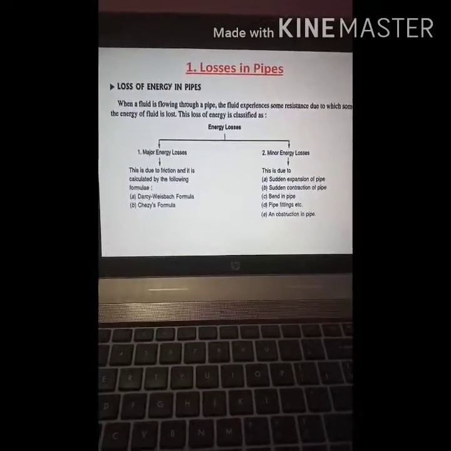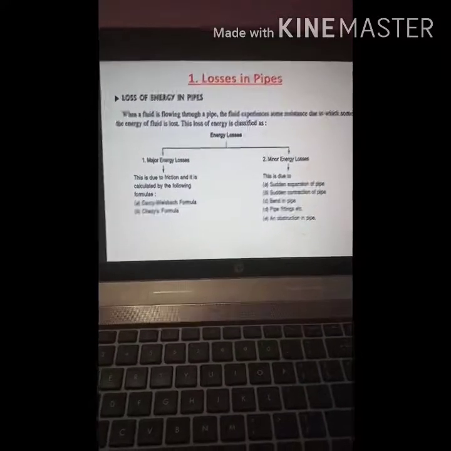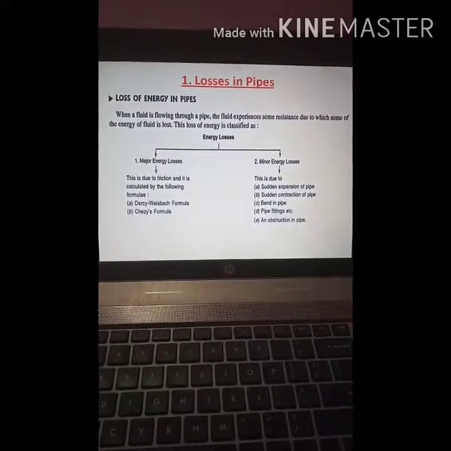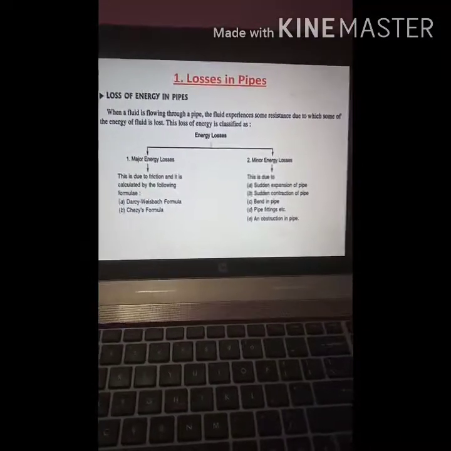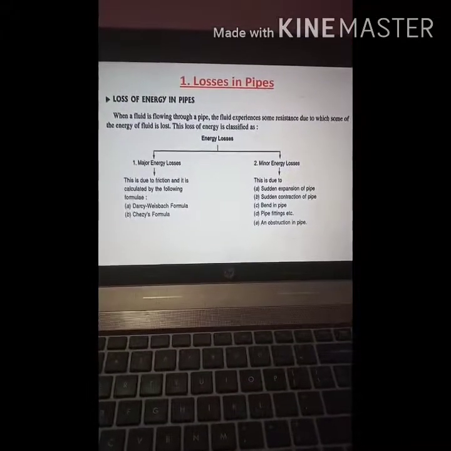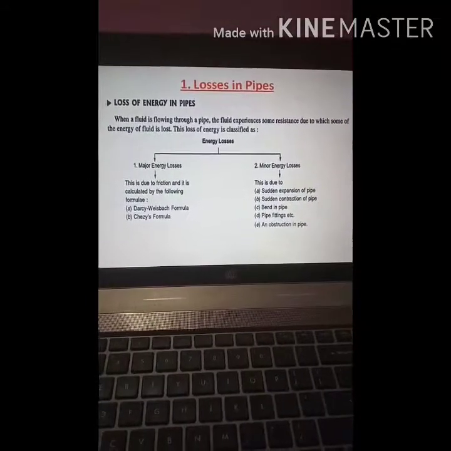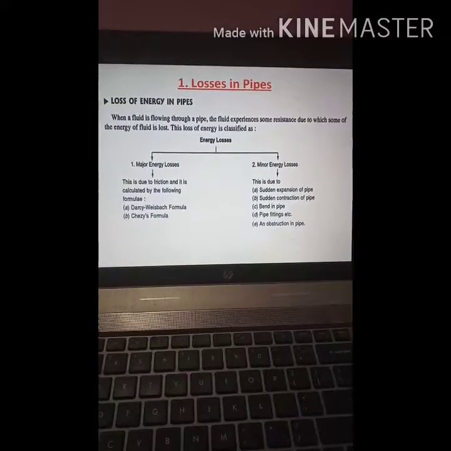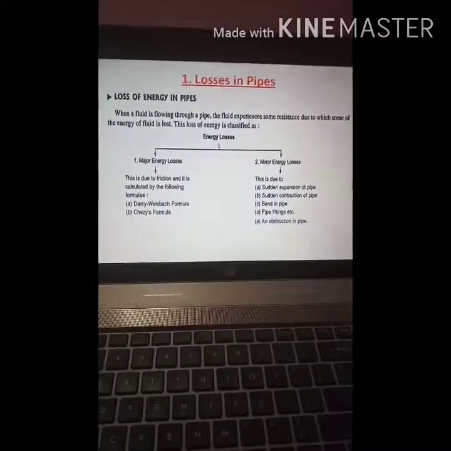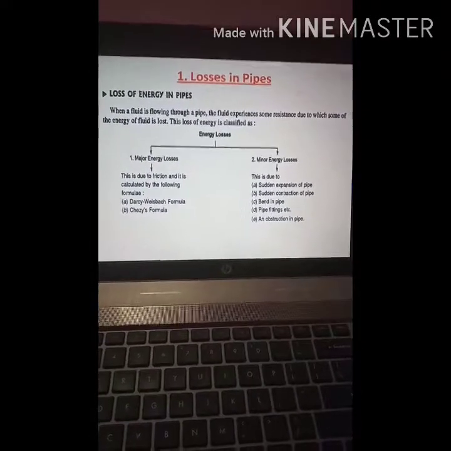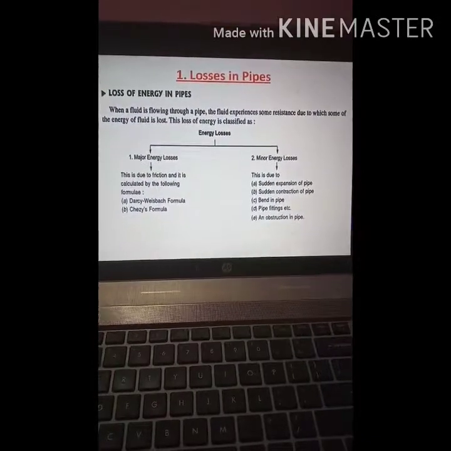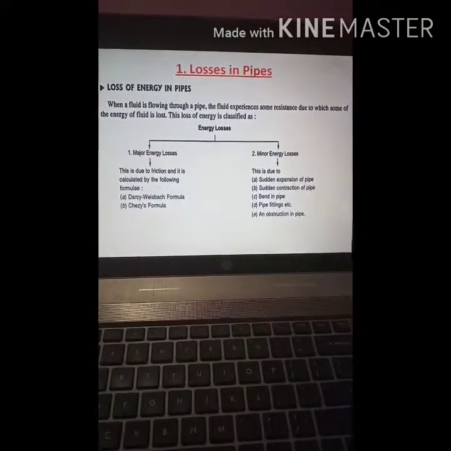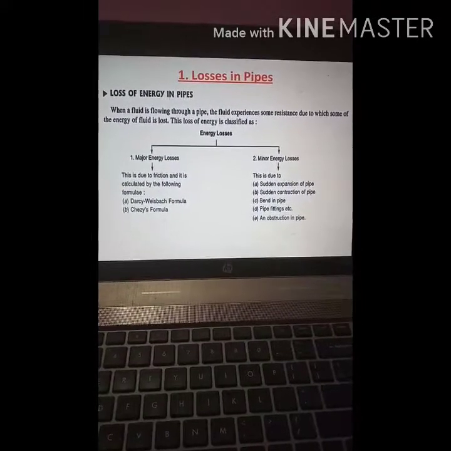I have divided this complete unit into three sections. Out of that, the first section, that is losses in pipes, we'll see now. Generally, we know whenever the flow takes place in the pipe, the fluid experiences some resistance due to friction, that is because of shear stress, due to which the energy of the fluid is lost in overcoming that friction or the shear stress. This loss of energy is also called a loss of head.